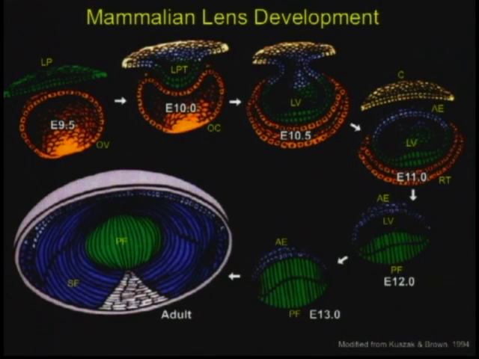So let me begin by introducing how lens induction takes place in mammals. Shown here are stages from E9.5 mouse embryonic time points, and shown here in orange is the optic vesicle, which interacts with the surface ectoderm to cause a thickening called the lens placode. And these two structures coordinately develop, by which the surface ectoderm pinches off to form the lens vesicle, seen as a spherical structure here.